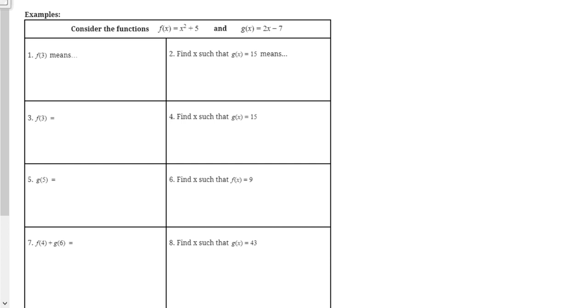So the first bit you need to notice is that there actually are directions up here, okay? And number one is just asking you to linguistically explain what f of 3 means. F of 3 means that x is 3, the input is 3, and you're going to find the output that goes with it.